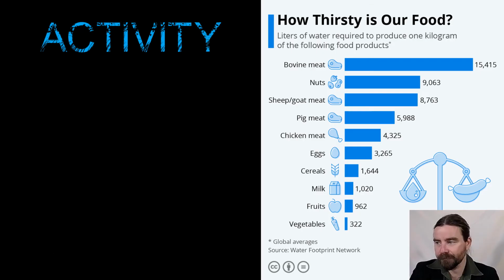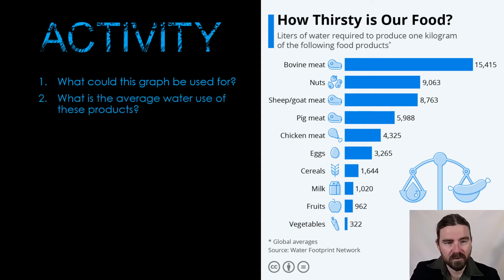Anyway, right, here's your activity. It's all about this graph. So there's a graph there. I want you to answer these 4 questions about it. What could this graph be used for? What's the average water use of these products? How are you going to work out the average water use of these products? Remember how to work out an average is you add up all of the elements and then divide by the number of them. So you're going to add up all of these numbers and then divide the answer by 1, 2, 3, 4, 5, 6, 7, 8, 9, 10. And that'll be your average water use. I'm sure you know how to do an average.